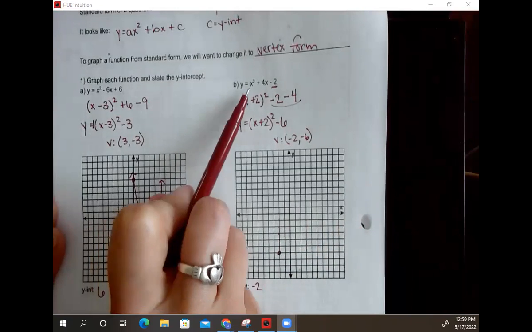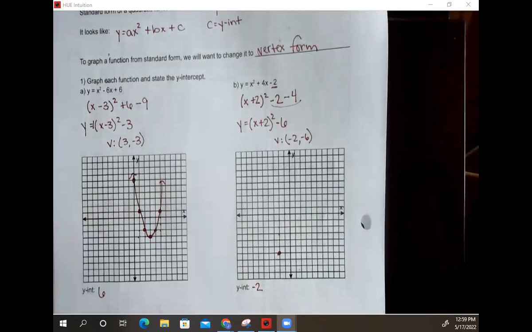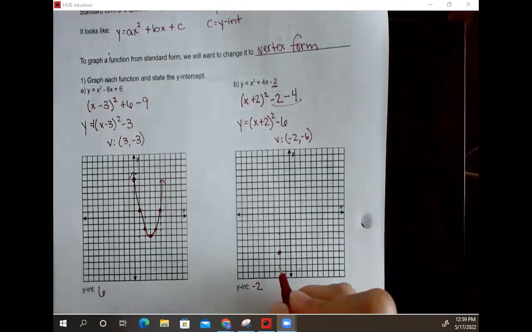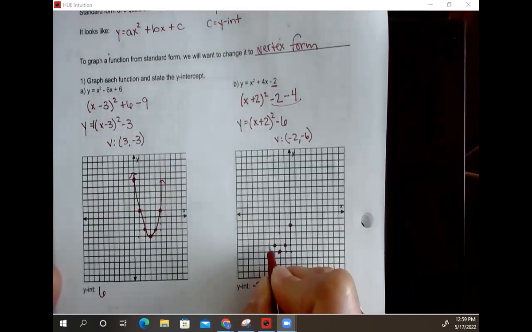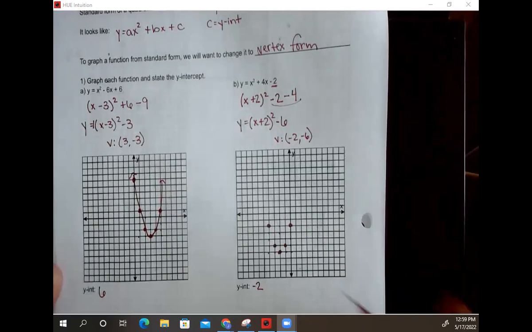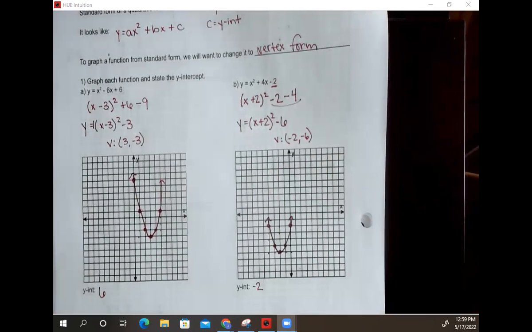And then again, I look at my A value, my lead coefficient, either from standard form or from vertex form. It's 1 either way. And that tells me we're going to open up and be the same shape as our parent graph. So out 1, up 1 on either side. And then out 2, up 1, 2, 3, 4. Out 2, up 1, 2, 3, 4. And don't forget to connect your points so you can see the shape of your parabola. Questions for me on B? Is this familiar? Yeah, it should be. We've done this several times at this point.